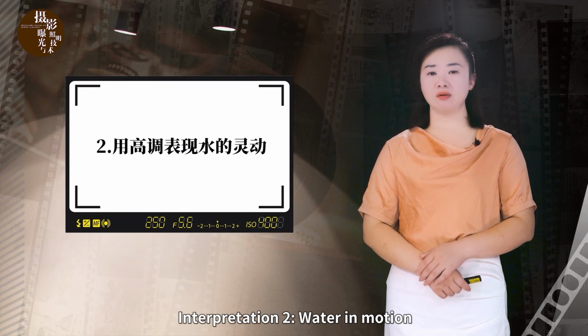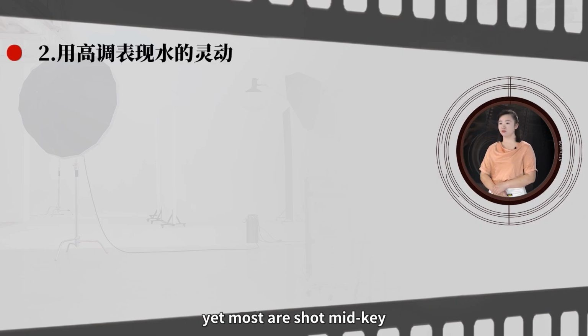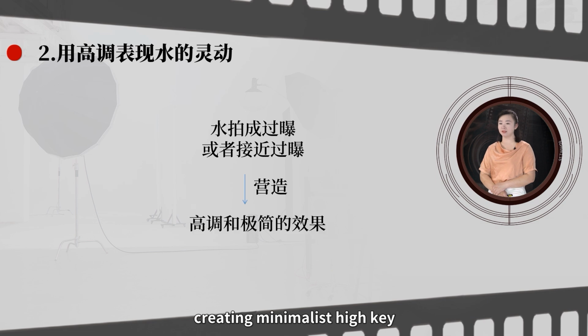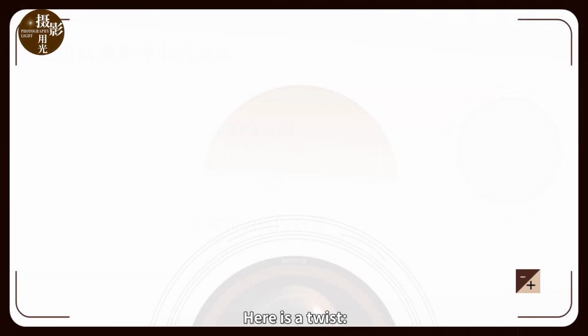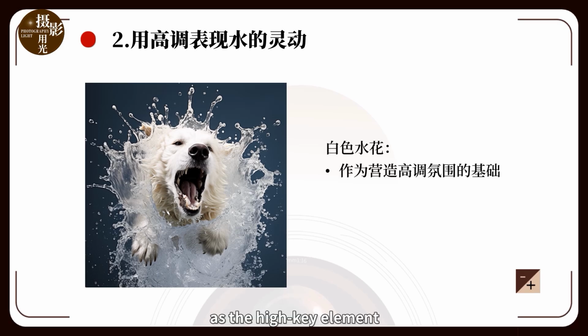Interpretation 2. Water in motion. Water scenes are common, yet most are shot mid-key. Try the opposite. Let the spray blow out, creating minimalist high key. Conventional, but effective. Here is a twist. Instead of a white background, use the white waves themselves as the high key element.